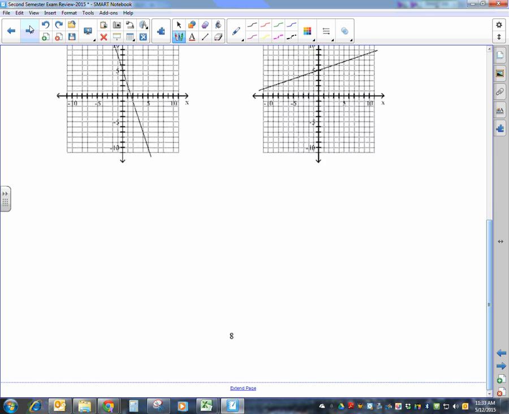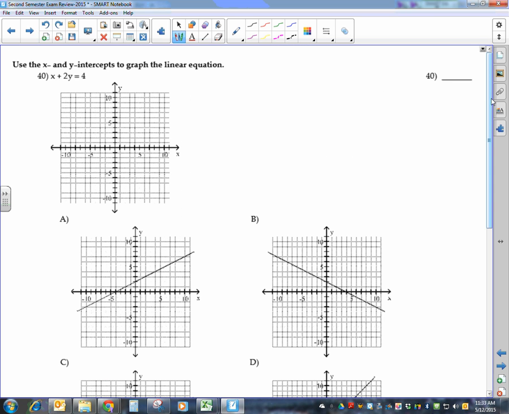Okay, and last one, 40. This one said use x and y intercepts, so we talked about that. If I put x equals 0, I'm going to write it down here. If I cover up the x, then that says 2y equals 4. So I divide both sides by 2, and I find out that 4 divided by 2 is 2. So my intercept is (0, 2). So that's not (0, 2). That's not (0, 2).